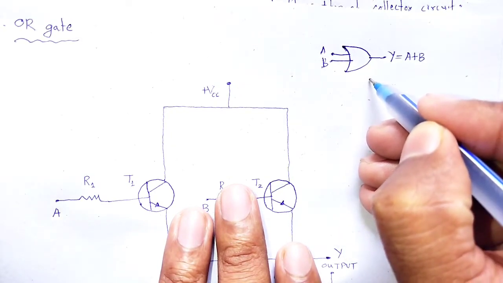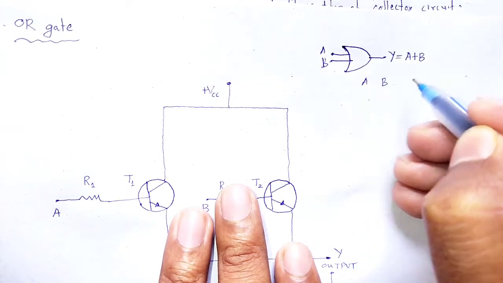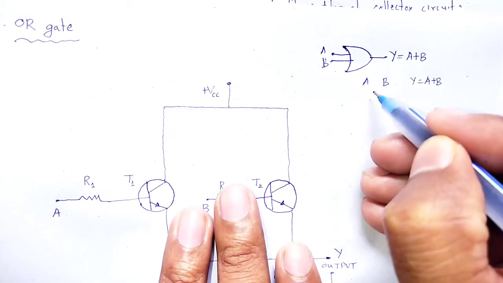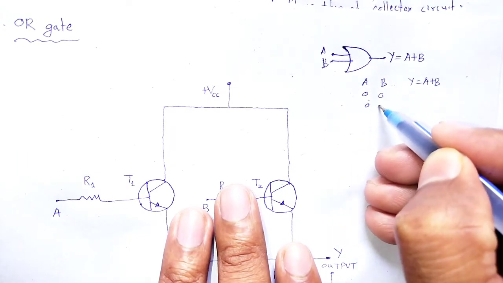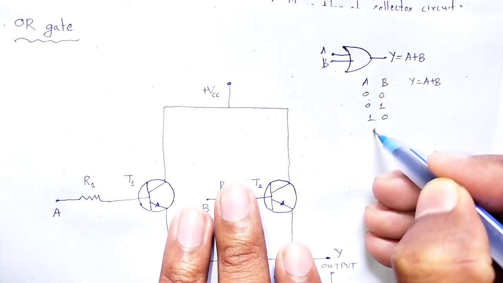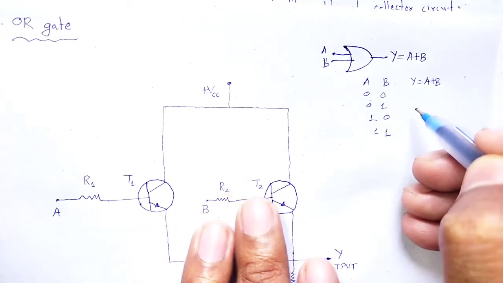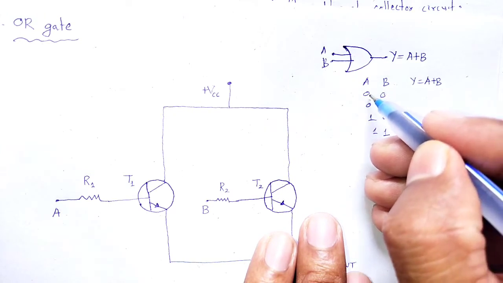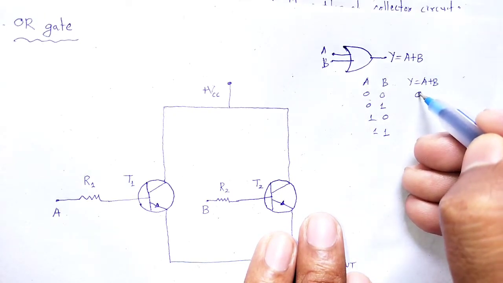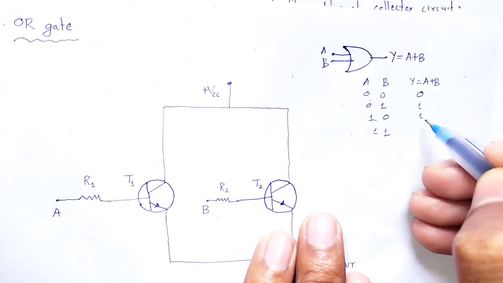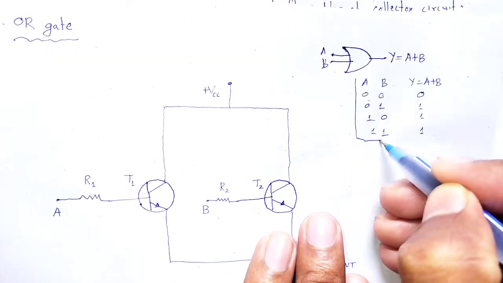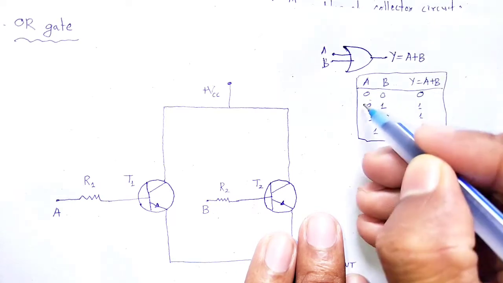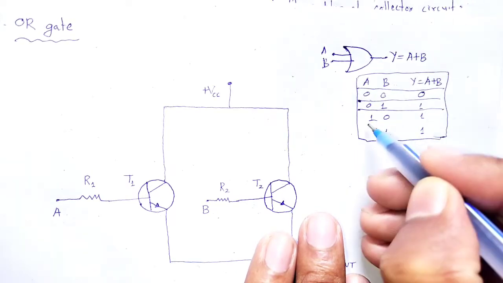In the truth table, inputs A, B, output A plus B, the possible inputs are 0 0, 0 1, 1 0 and 1 1. For the OR condition, when the two inputs are low, the output is low, otherwise it will be high, 1 in all conditions. And that is the truth table for the OR gate.